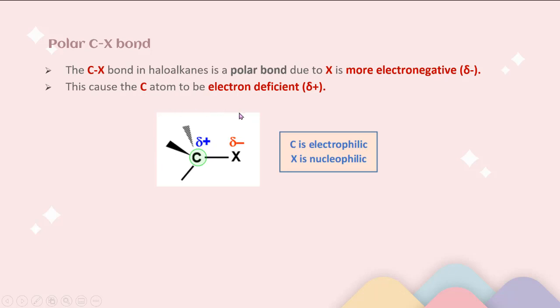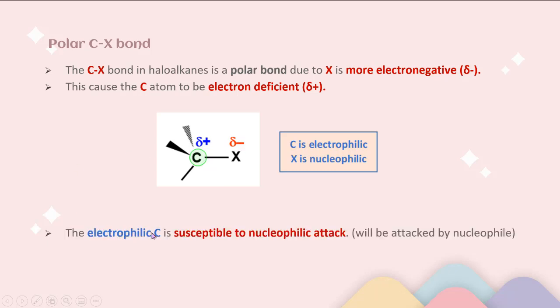So if we look at this diagram, we have an electrophilic carbon and we have a nucleophilic halogen. The delta positive carbon is where we are going to attack. And here you have the more electronegative halogen. So this electrophilic carbon, your carbon center, is susceptible to nucleophilic attack. In other words, this electrophilic carbon will be attacked by a nucleophile. Okay, so imagine that we are going to attack this carbon and then kick out the halogen.